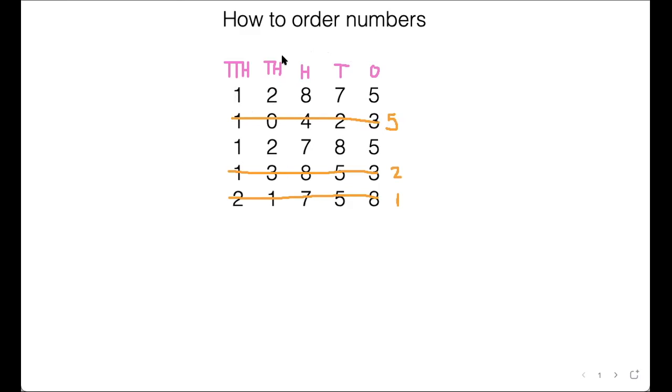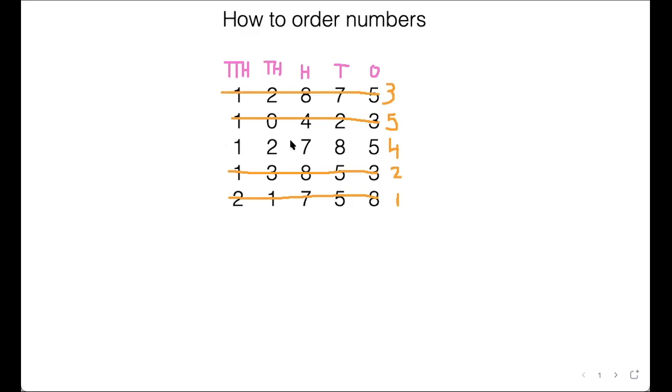Move to the next again. 1 and 1, can't compare those. 2 and 2, we cannot compare those. 8 and 7, we can compare those. 8 is bigger than 7. So 12,875 is going to be the next biggest. Cross it off. And then 12,785 is the next biggest.